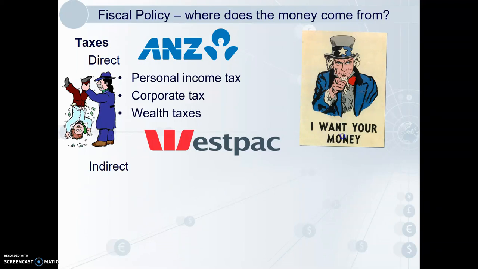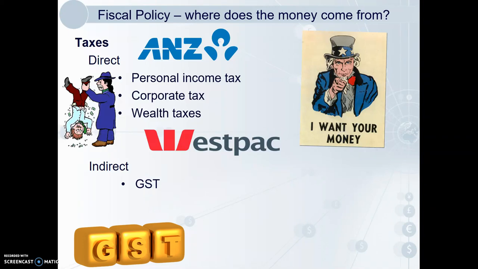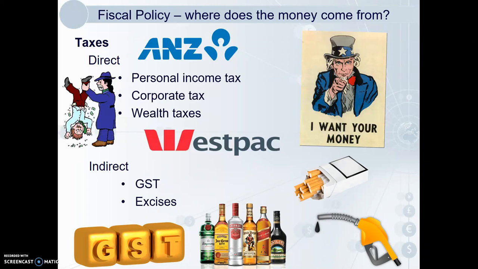Indirect taxes are predominantly the GST, but also there are significant contributions from tobacco, fuel and alcohol, and indirect taxes overall provide about 20% of Australian federal revenue.